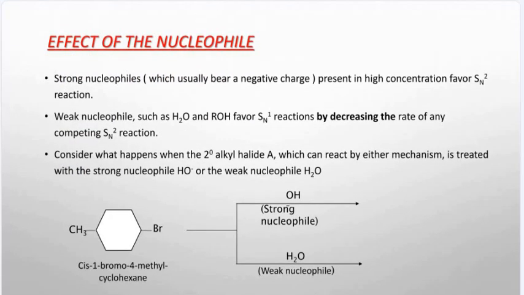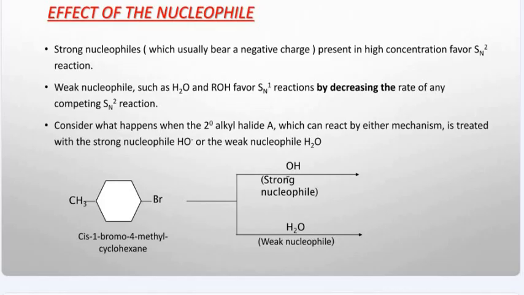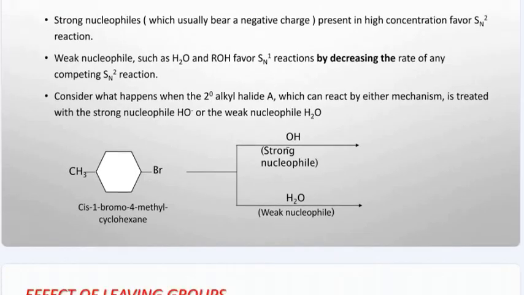Now effect of the nucleophile. Strong nucleophiles, which usually bear a negative charge, present in high concentration, favor SN2 reaction. Weak nucleophiles such as H2O and ROH favor SN1 reaction by decreasing the rate of any competing SN2 reaction. Consider what happens when a 2-degree alkyl halide, which can react by either mechanism, is treated with a strong nucleophile HO- or a weak nucleophile H2O. So cis 1-bromo-4-methylcyclohexane, a strong nucleophile and weak nucleophile.